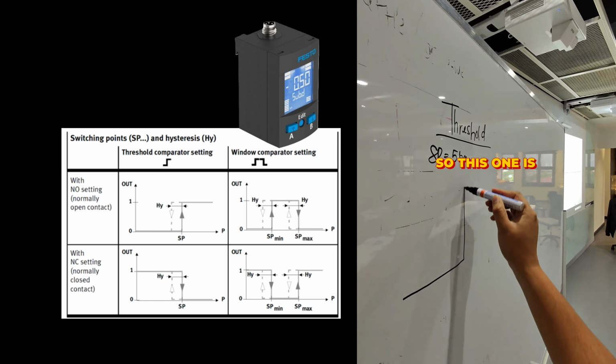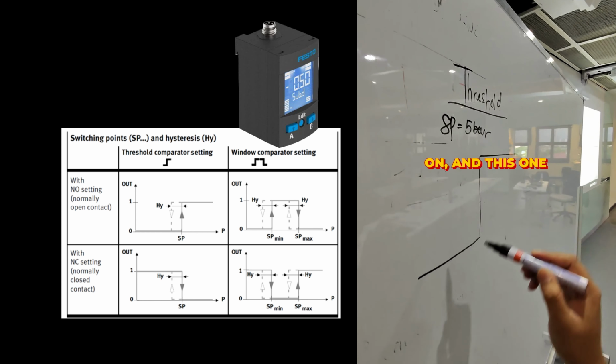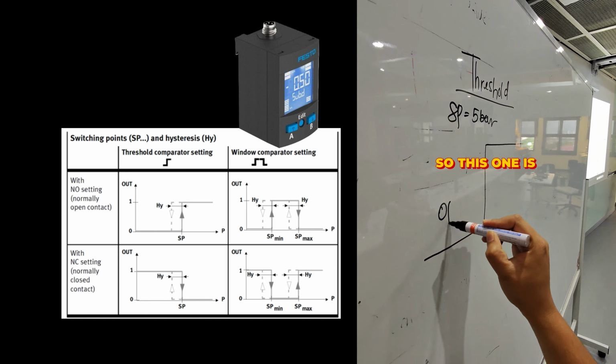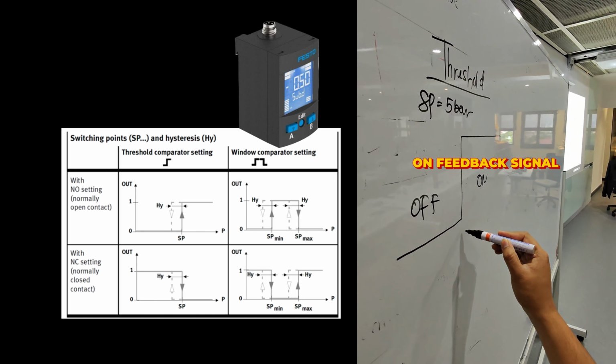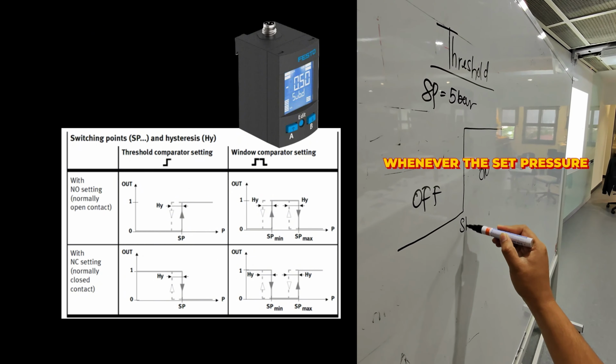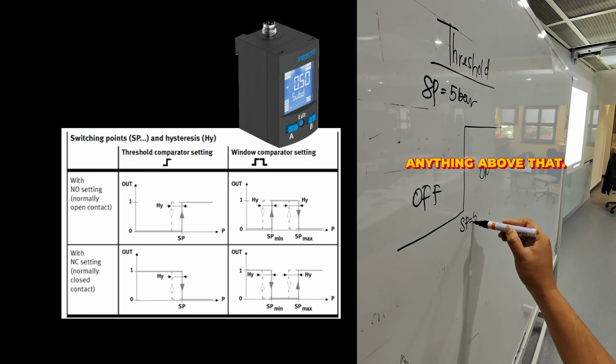So this one is off, this one is on, and this one is also on, right? So this sensor will provide an on feedback signal whenever the set pressure is 5 bar or anything above that.